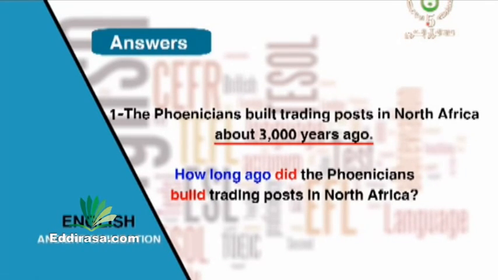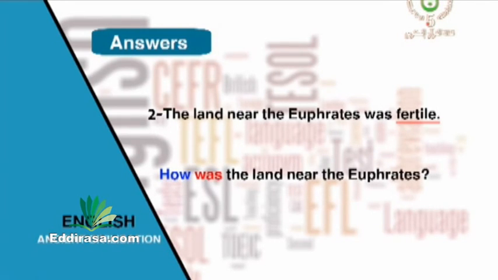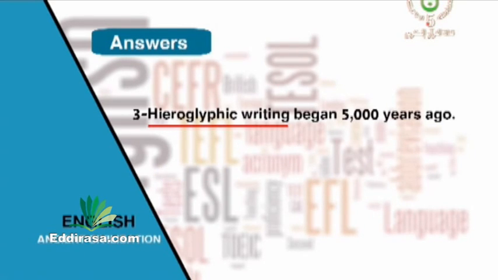Second sentence. The land near the Euphrates was fertile. The underlined word is an adjective, so the question is, how? The verb is to be. Don't forget that we make an inversion, so the question will be, how was the land near the Euphrates? The third one. Hieroglyphic writing began 5,000 years ago.